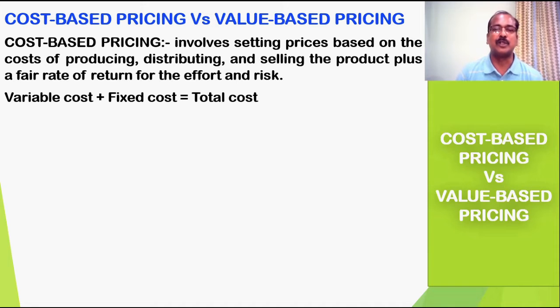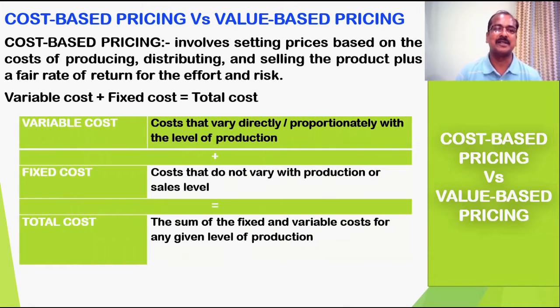How do they arrive at the total cost? Variable cost plus fixed cost is equal to total cost. It's very interesting to know the meanings of these two different types of cost. Variable cost: costs that vary directly or proportionately with the level of production. It is a cost which will vary according to the changes in the level of production.